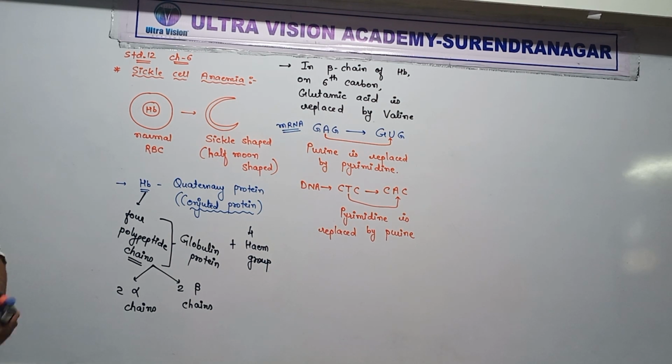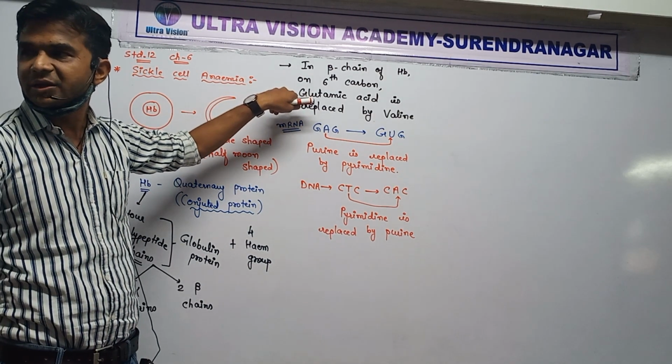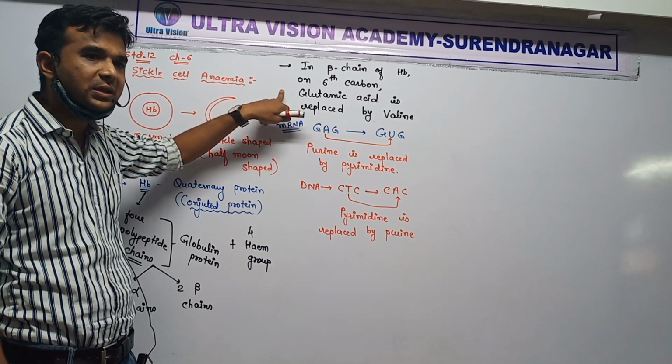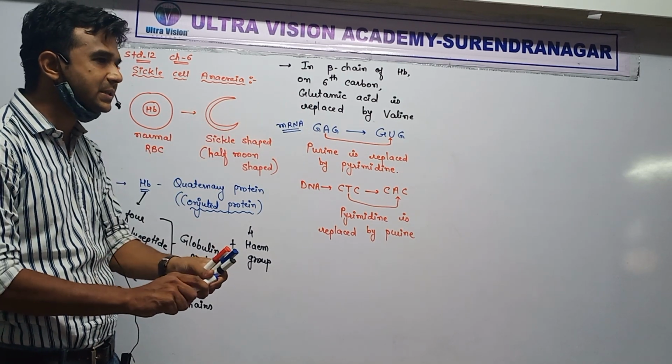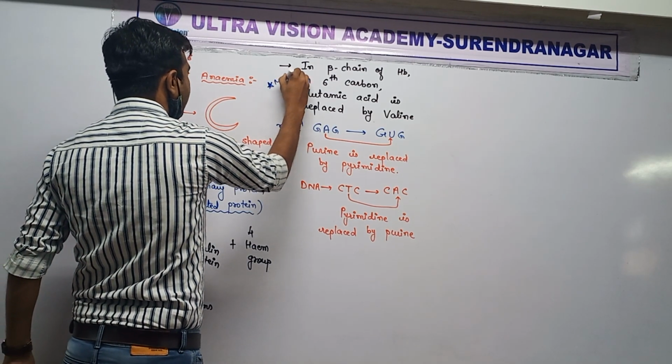This is the introduction of sickle cell anemia, what happened here. This is the most important one, that in the beta chain of the hemoglobin, on the 6th carbon, glutamic acid is replaced by valine. This is the most important MCQ, frequently asked.